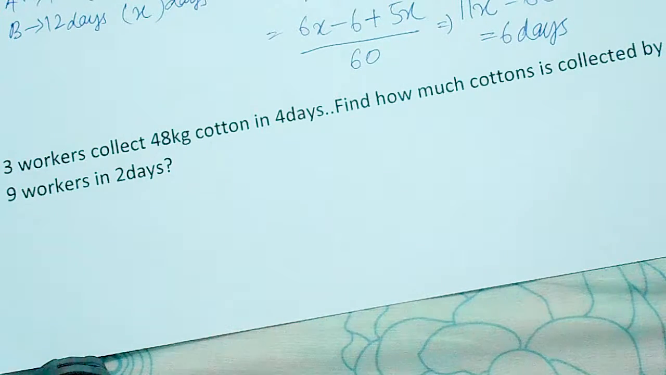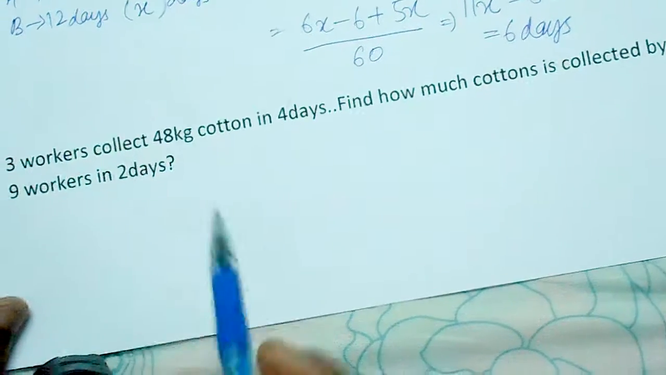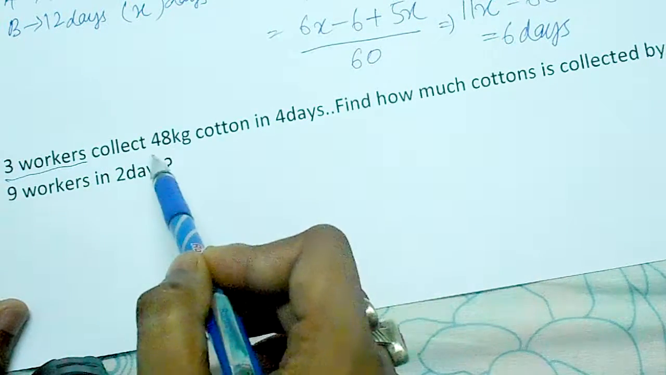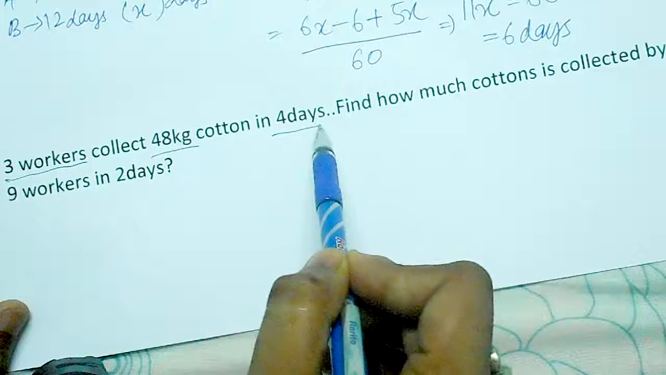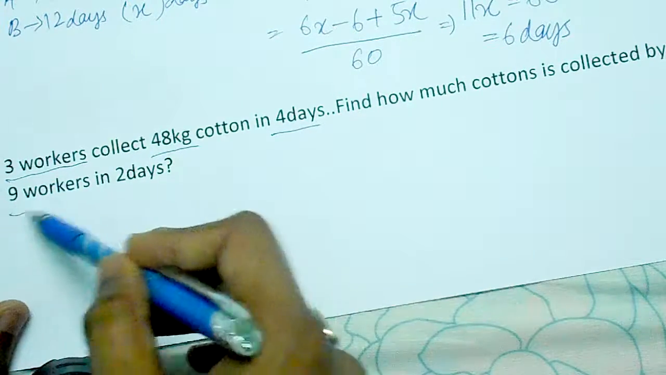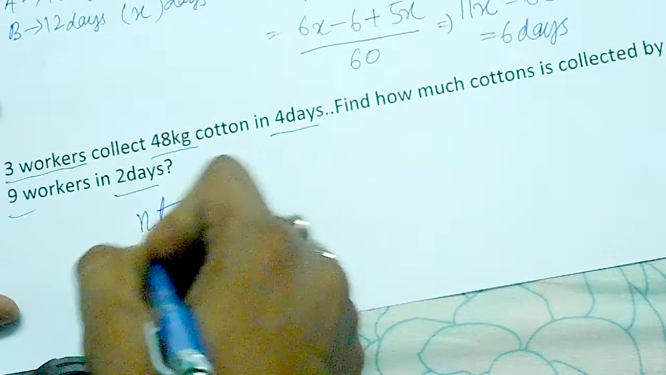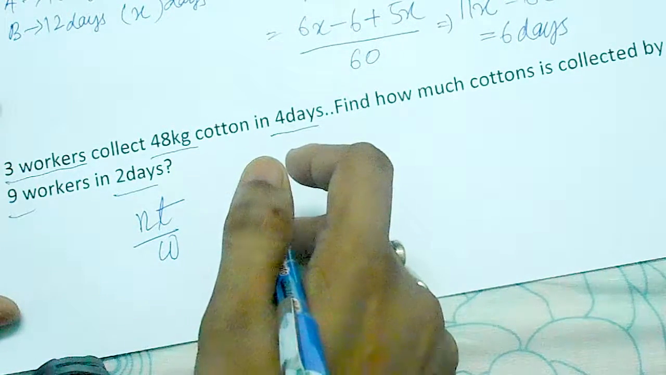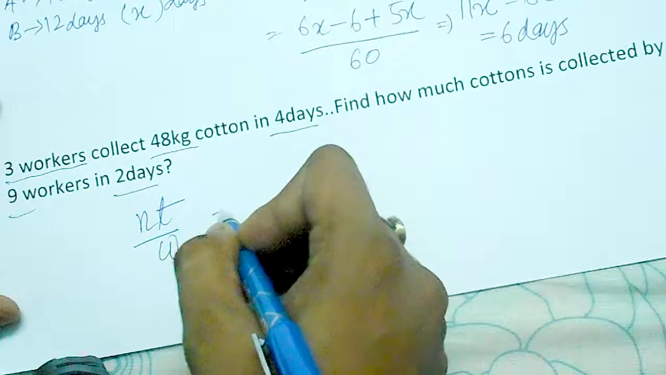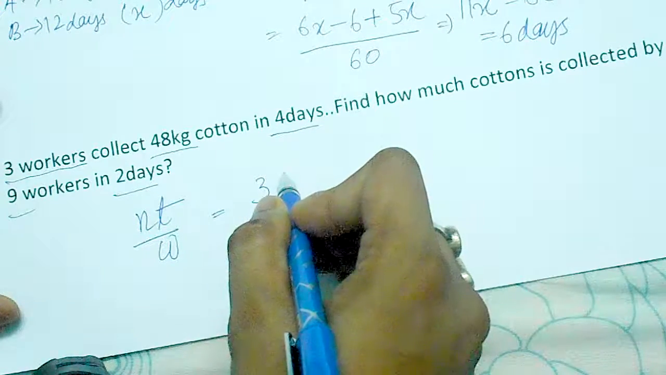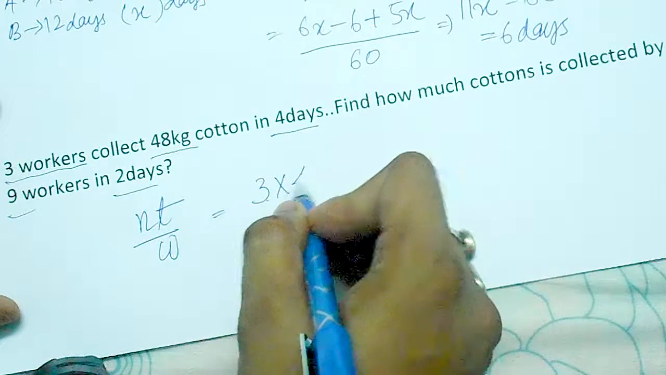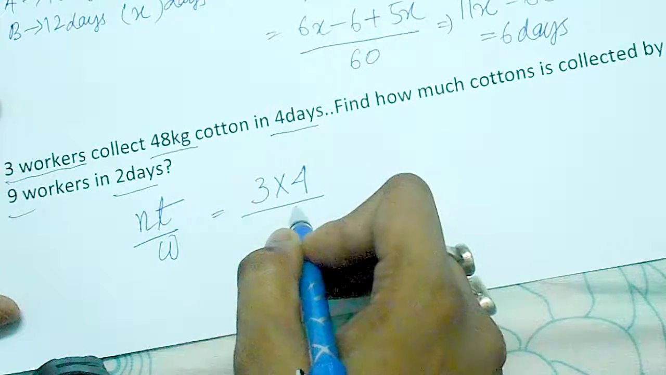So we move on to the next sum, and the next sum states that 3 workers collect 48 kg of cotton in 4 days. So mind it, 3 workers collect 48 kg of cotton in 4 days. How much cotton is collected by 9 workers in 2 days? Here I will use the NT by W method, where N is the number of workers, T is the time, and W is the work.